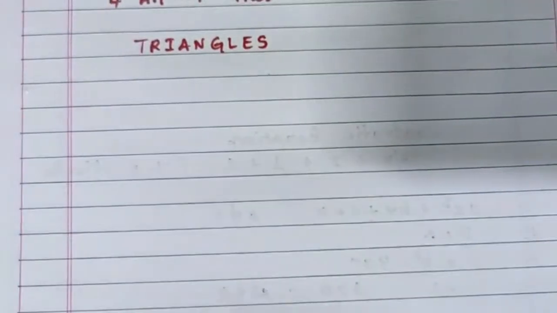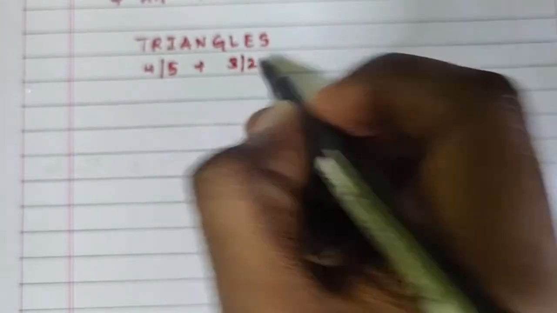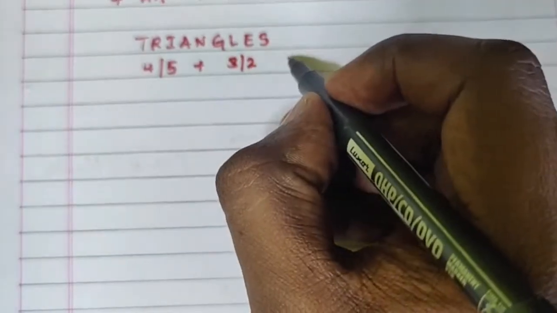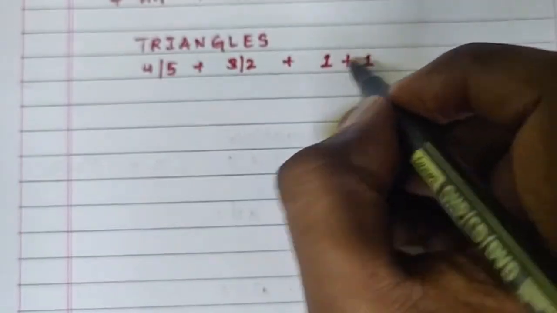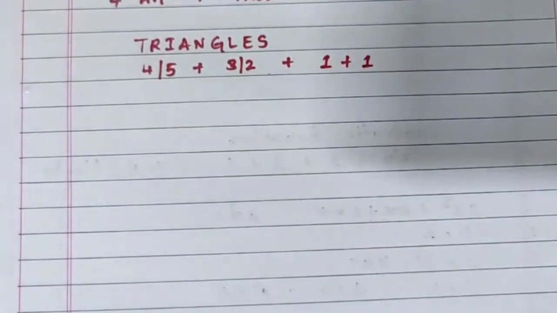Next, the unit is Triangles. From the unit Triangles, you can expect 4 or 5 marks for a theorem, plus 3 or 2 marks for a problem, plus 1 mark short, 1 MCQ, 1 short answer. So you can expect around 9 marks from this chapter.